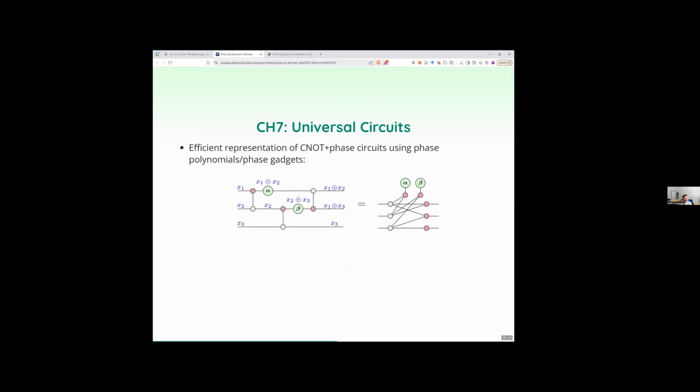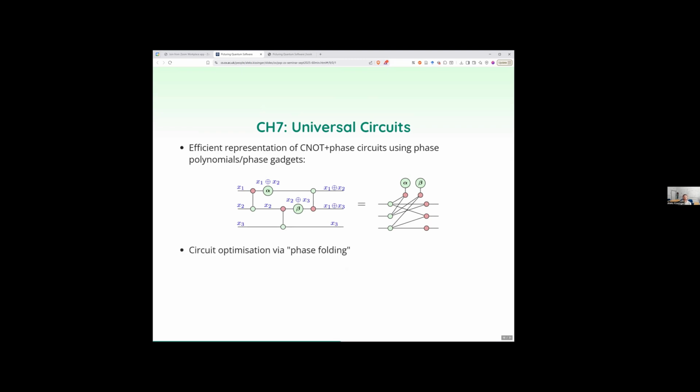One of the first things we cover is efficient representations of CNOT plus phase circuits using phase polynomials or their graphical version, which are called phase gadgets. So here you can see we started to sprinkle in some Z phases into these CNOT circuits. These still have a very tractable, very manageable structure. We get some nice normal forms, which are quite like the phase-free normal forms, except now they're decorated with these phase gadgets, which tell you something about the phase of basis states that get passed through.